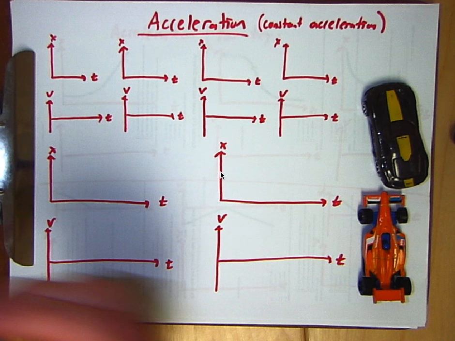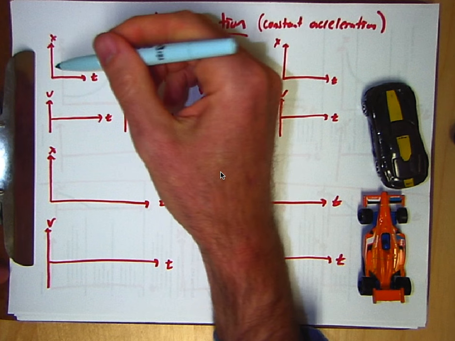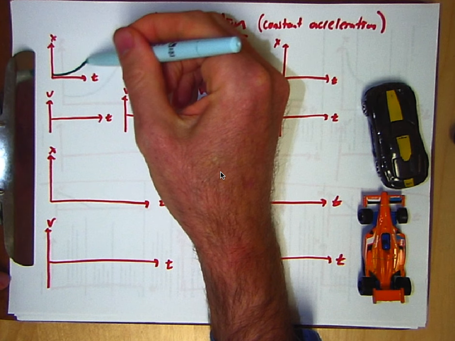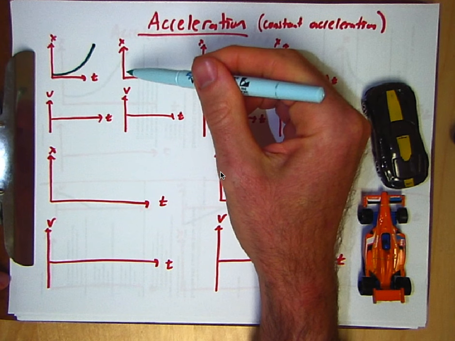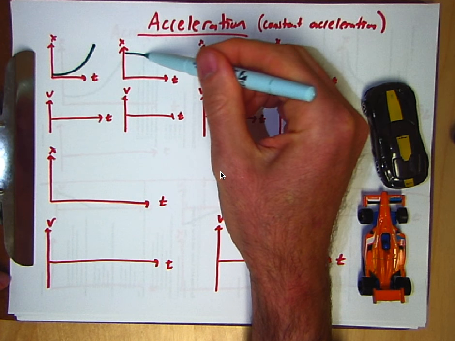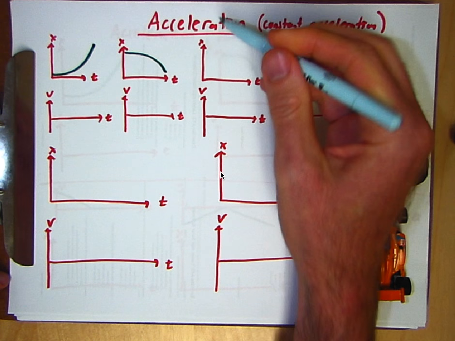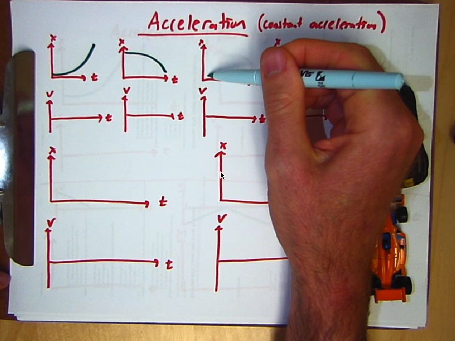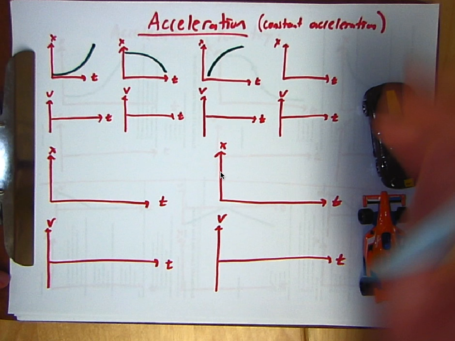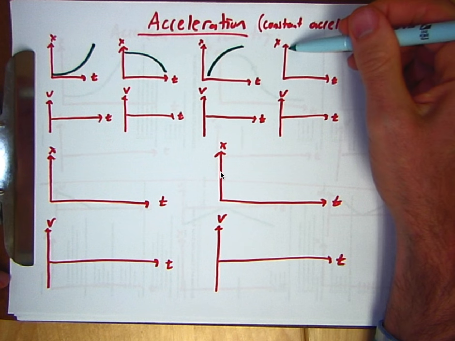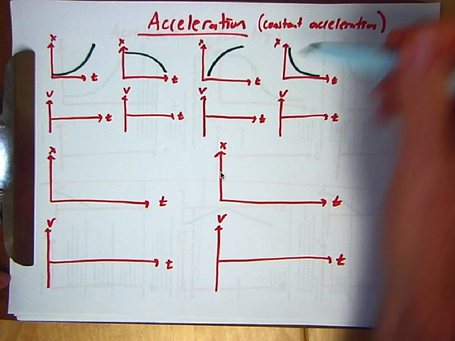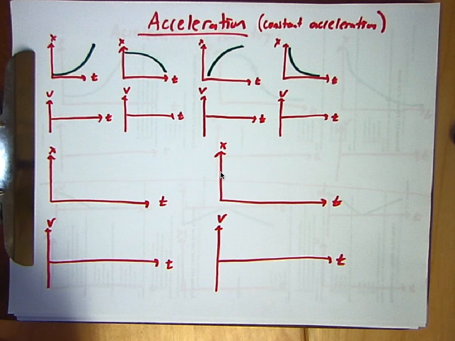Let's do green. One thing I could have is something going like that. I could have something going like that. I could have something going like that, and I could have something going like that. And we did these in class. Just to review, what I'm looking for here is I'm looking for the slope.